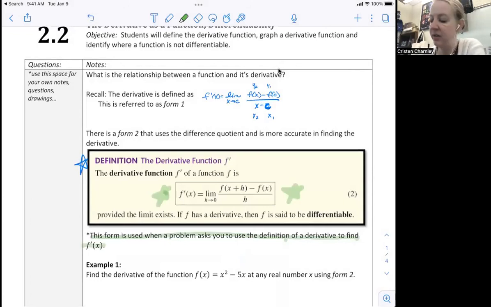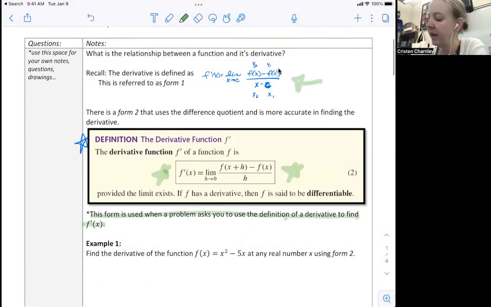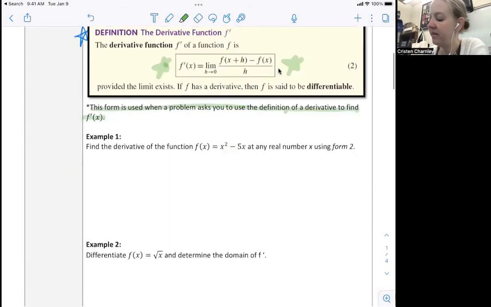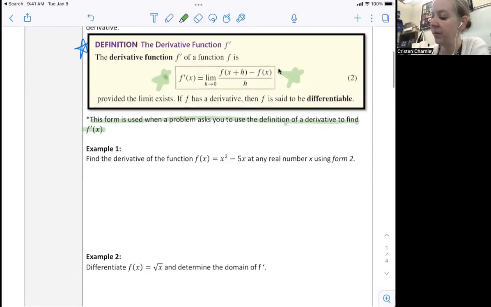And I used to tell students not to worry about the version that we talked about yesterday. And then we did some released AP problems, and right there it was. So it is important that you know both. So example 1, find the derivative of the function at any real number x using form 2.